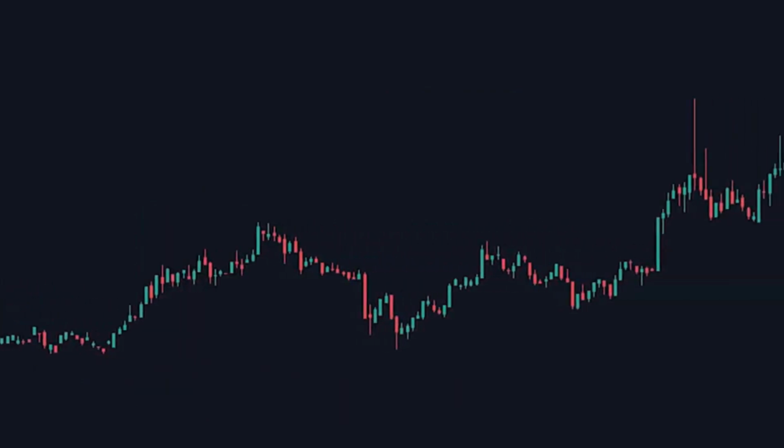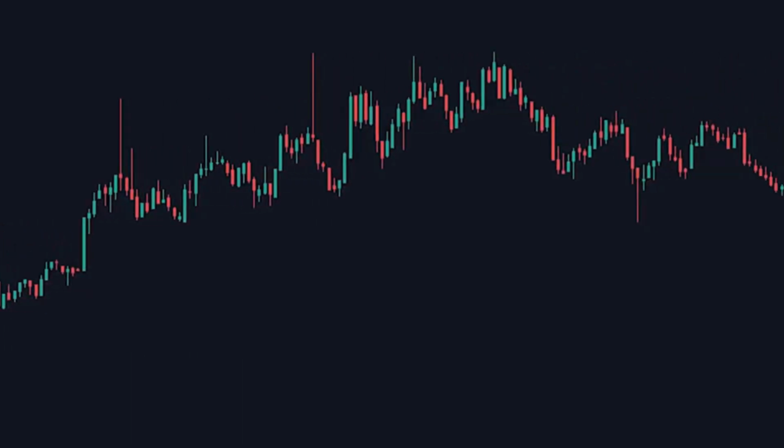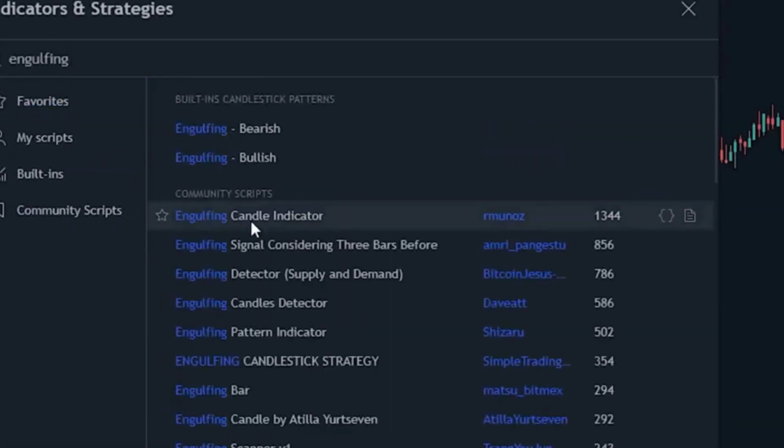Instead of looking for this candle ourselves and just looking at the chart all day, we're going to let an indicator do the work for us. Go to the Indicators tab and type in engulfing candle. You're going to choose this one right here.